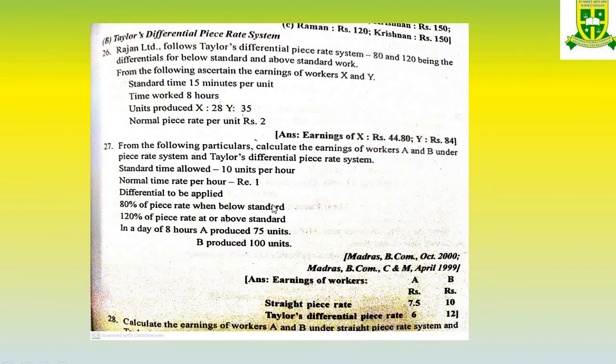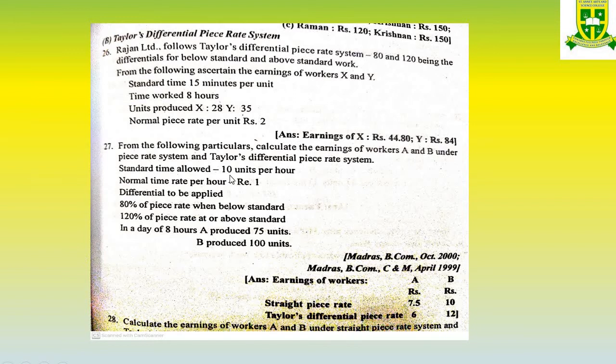The second sum is your homework sum. I will explain once again. You go through the sum, but do your homework sum, then only you can be thorough with the model. Here the given standard time allowed is 10 units per hour. But in the earlier question, they gave 15 minutes. It was given in minutes, so I converted it into hours. But in this question, they straight away gave it per hour. You have to convert it into day.